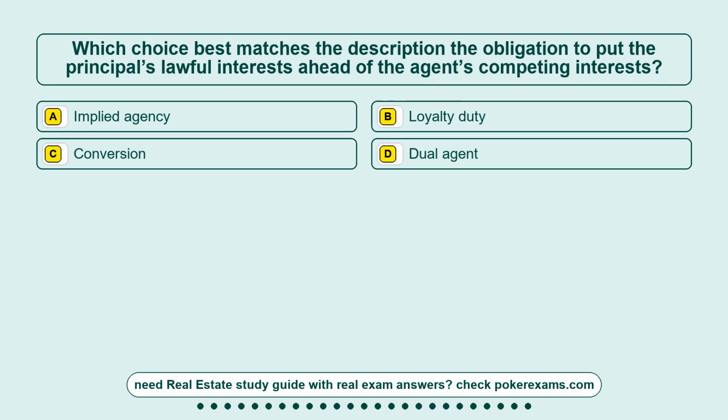Question 10. Which choice best matches the description? The obligation to put the principal's lawful interests ahead of the agent's competing interests. Option A, implied agency. Option B, loyalty duty. Option C, conversion. Option D, dual agent. The correct answer is option B, loyalty duty.